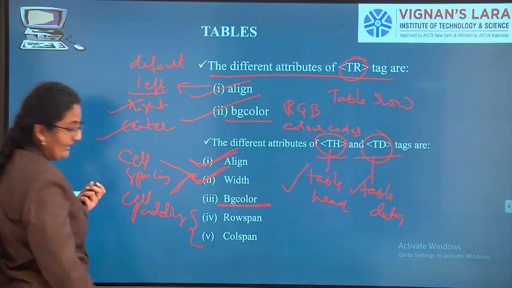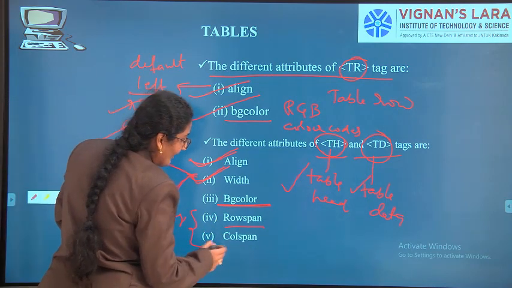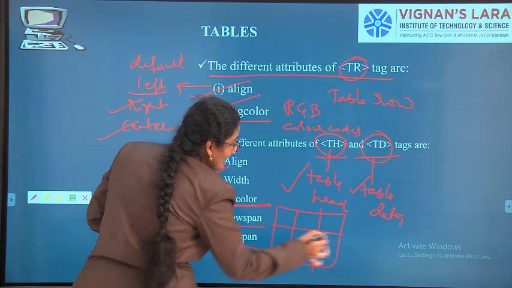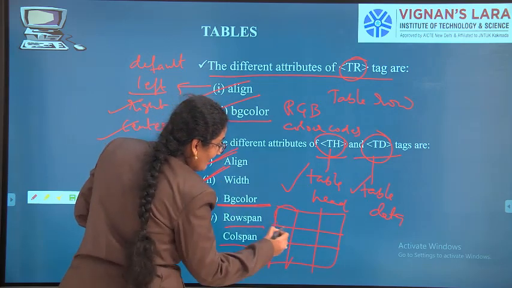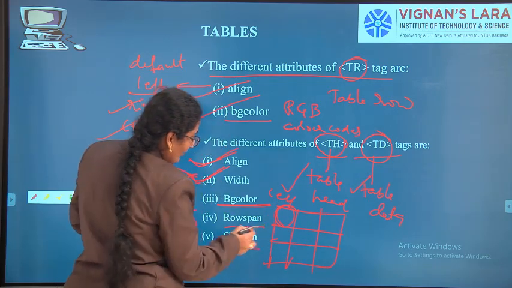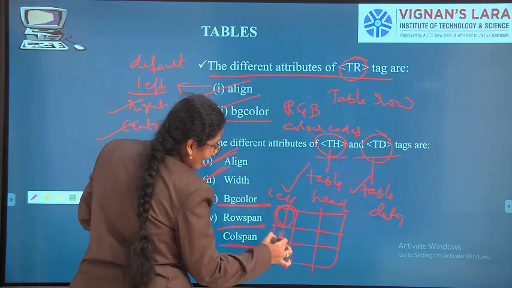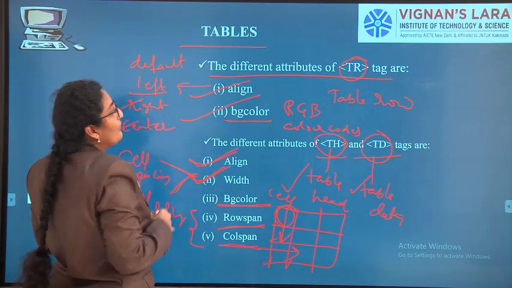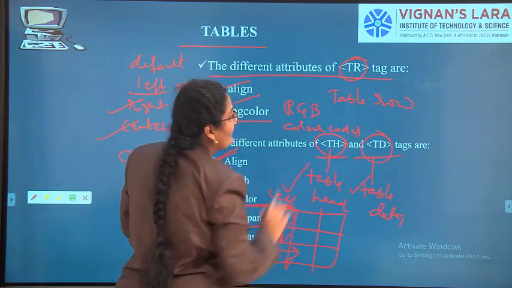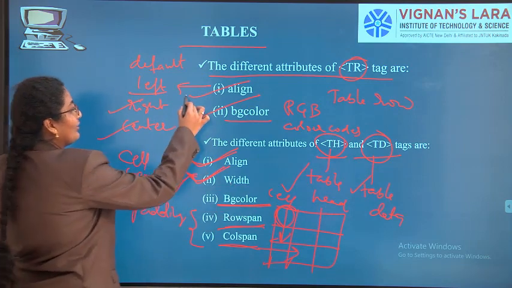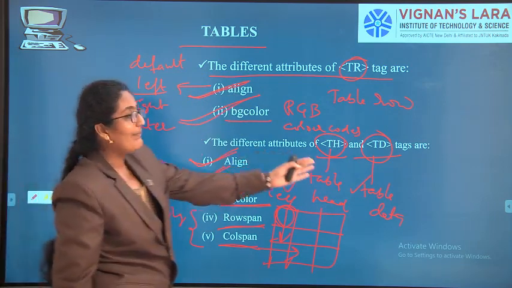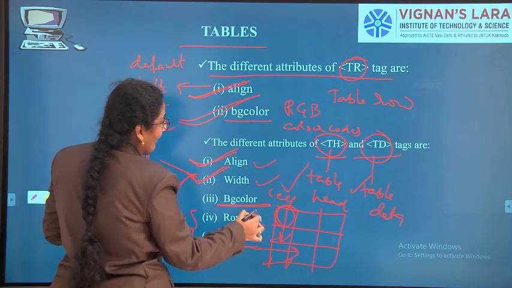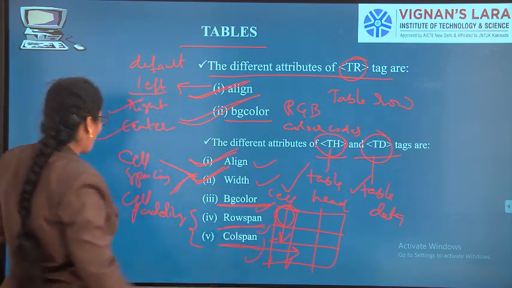Same way, row span and column span. If this is the table, you will have columns, you will have rows also. And this particular thing is called a cell. So row span and column span is about columns and rows. So table is a tag which has table row, table head and table data. Table row has the attributes like align and background color. Table head and table data have the attributes like align, width, background color, row span and column span.